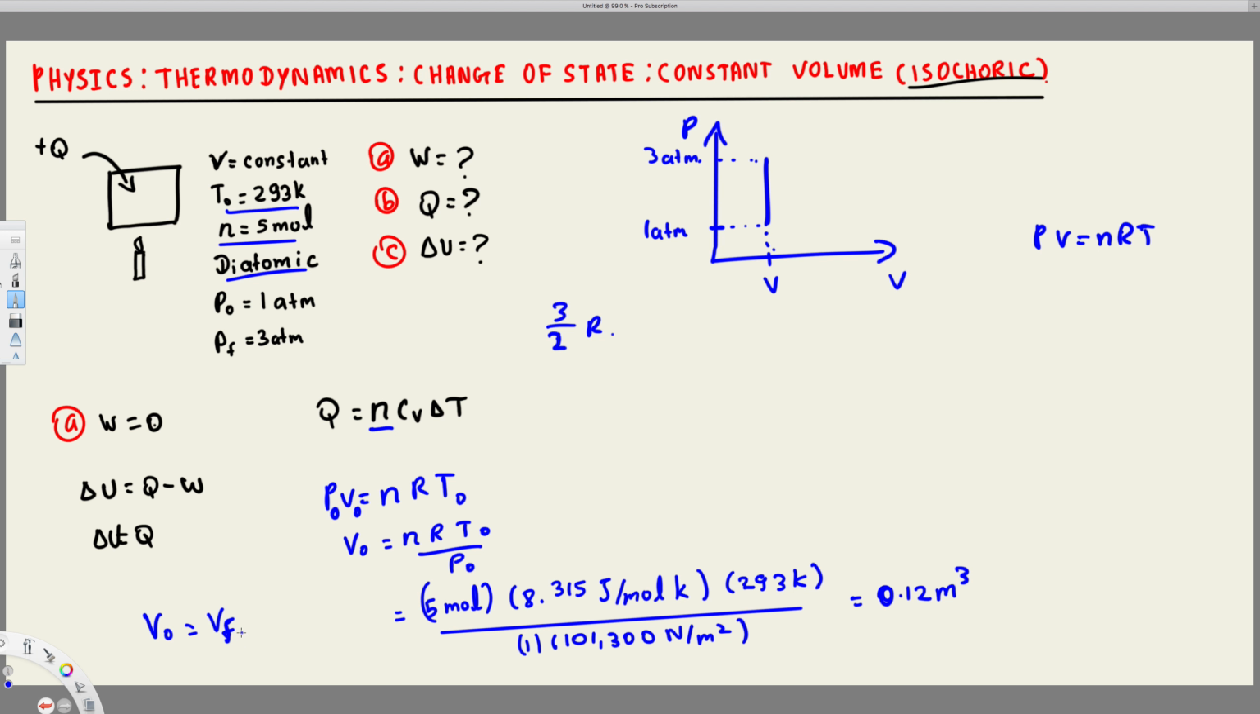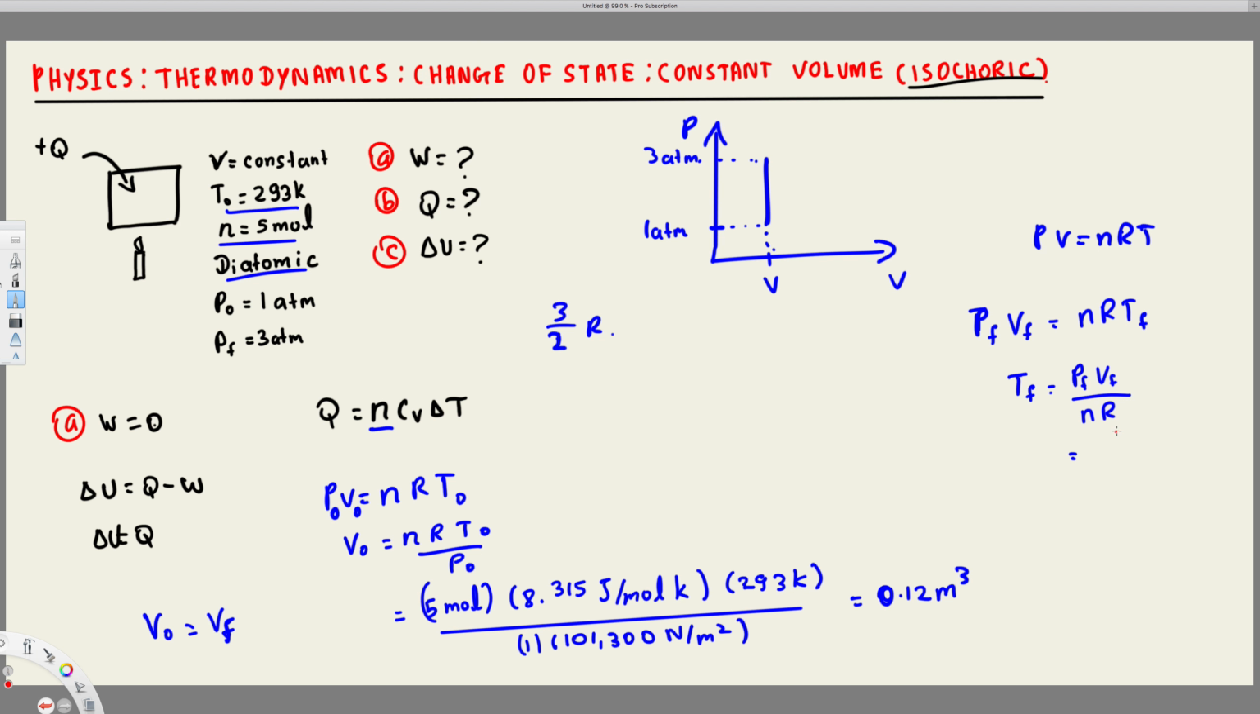Now if we take the final condition, we can calculate the final temperature, right? So let's take all of the final condition. So let's say this is P final. P final is equal to N R T final. T final is the thing we are trying to find. So T final is going to be equal to P final V final over NR. So here we have P final, that's 3 atm. To convert this one into Newton per meter square, we have to multiply this one by 101,300.